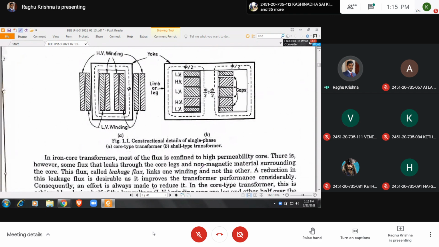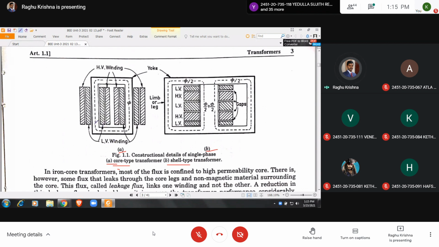So let us see the constructional details of a single phase transformer. This is the core type. You can see here, the first one, A1, is the core type, and coming to B, B is the shell type transformer.